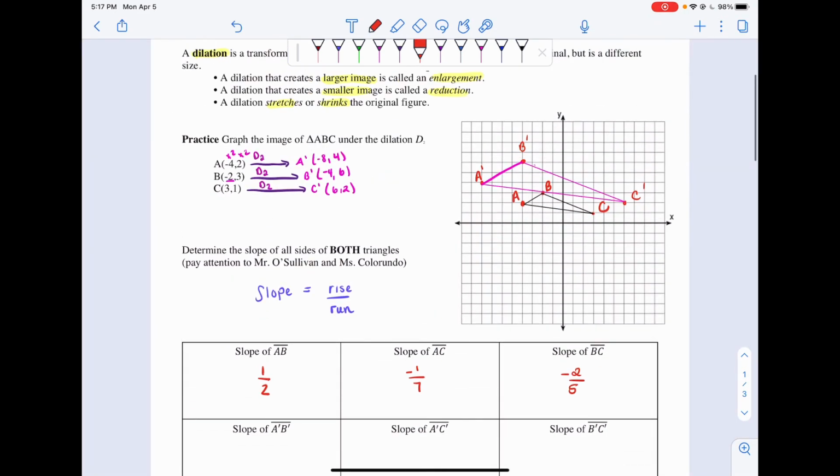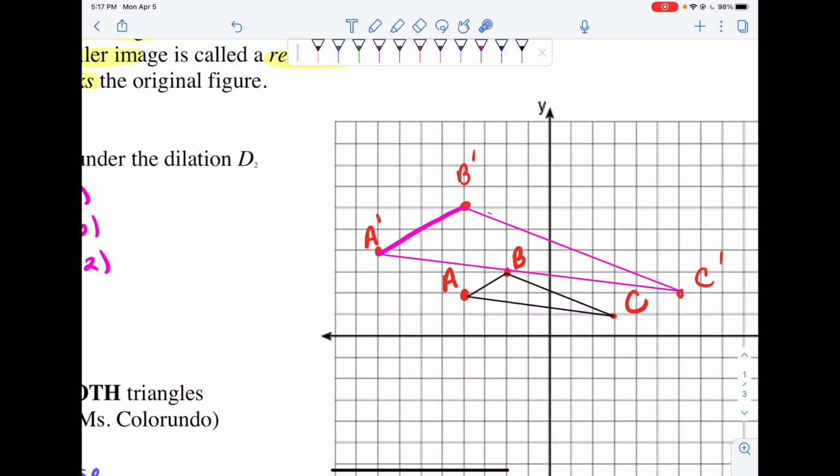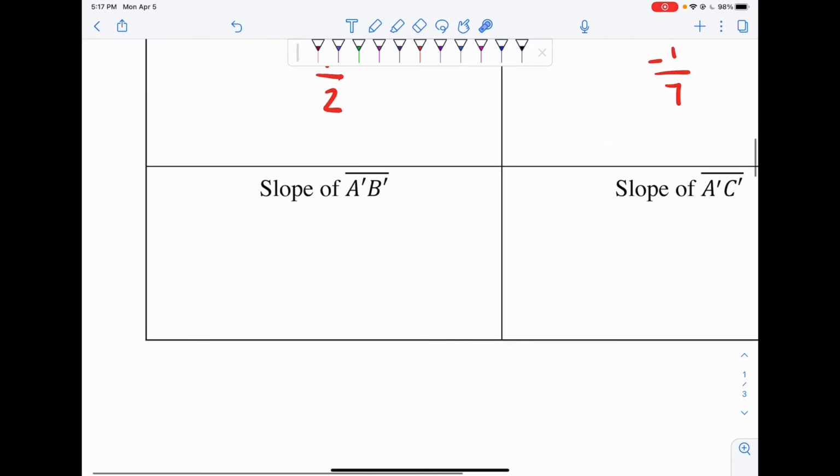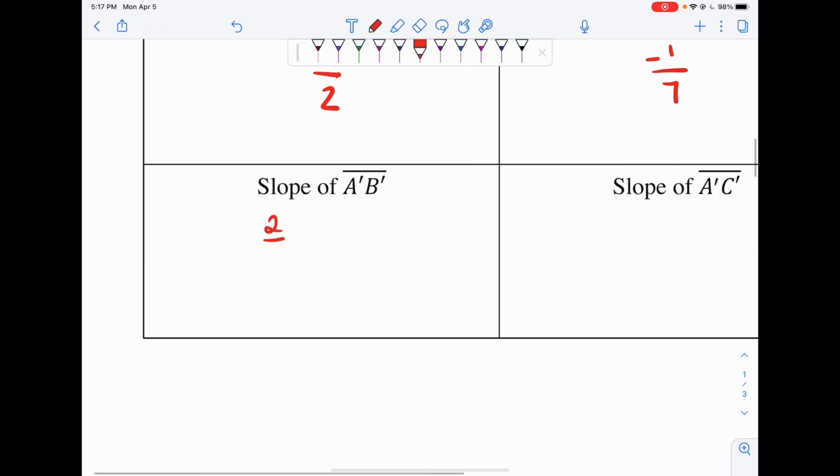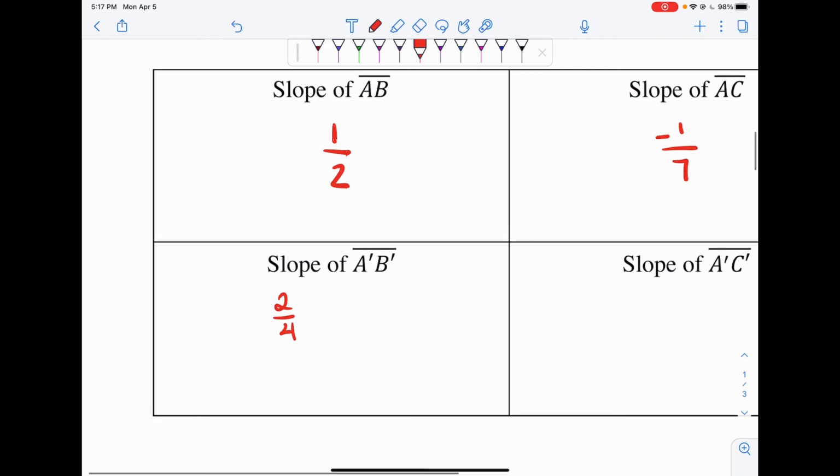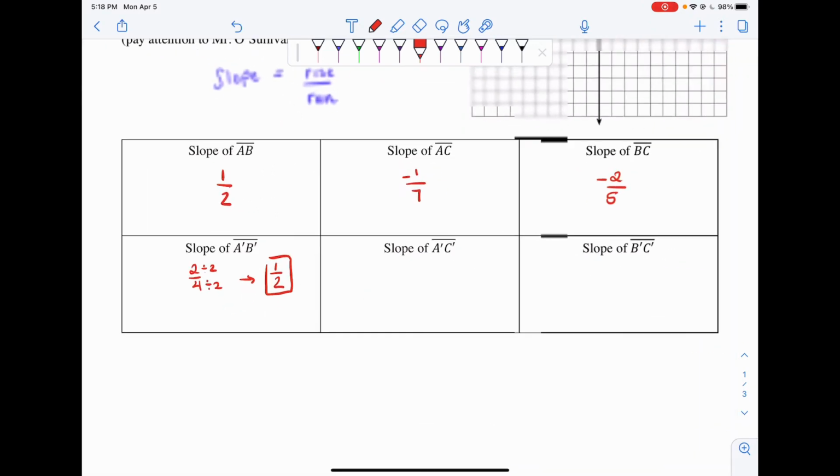Now let's find the slope of A prime, B prime. Start at A, go up 1, 2, 1, 2, 3, 4. So my slope is 2/4. But here's the issue: 2/4 I can reduce. I can divide by 2 on the numerator and divide by 2 on my denominator. When I divide by 2 and divide by 2, I get 1/2. So my slope is 1/2.